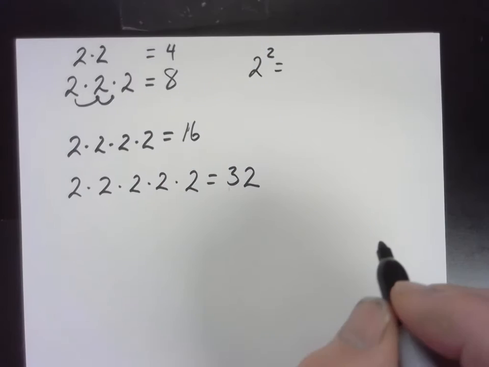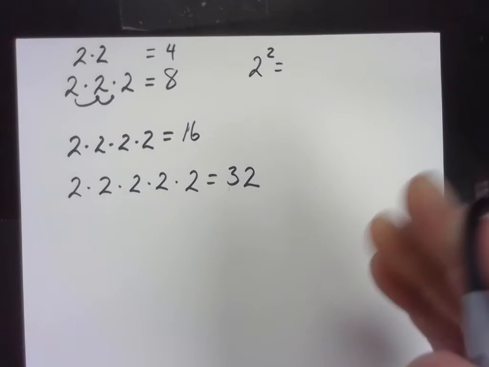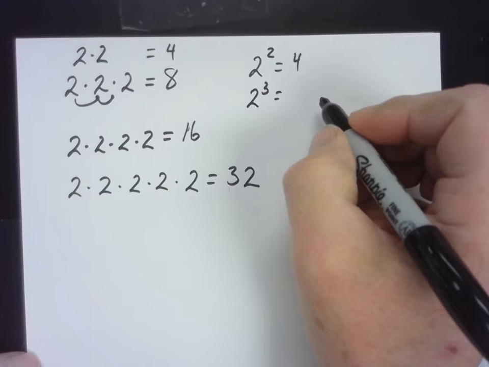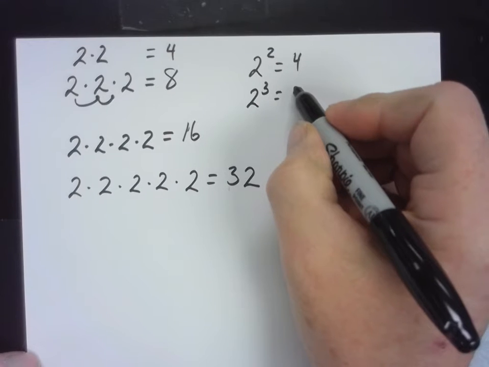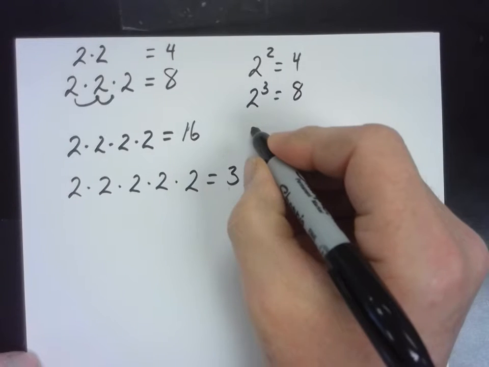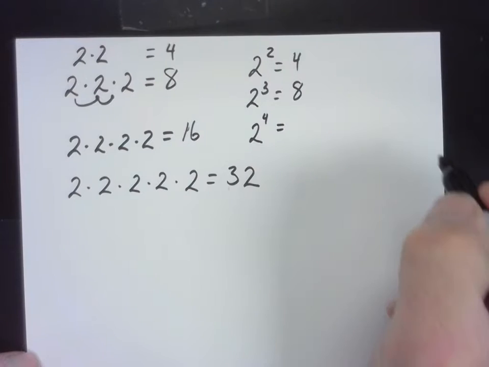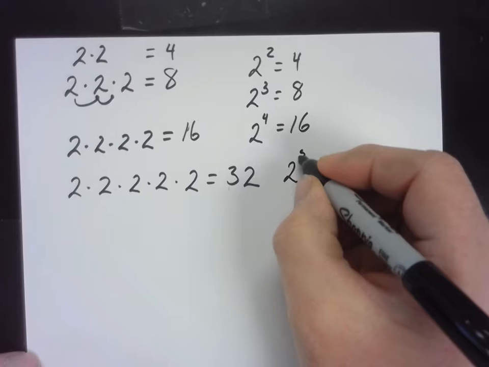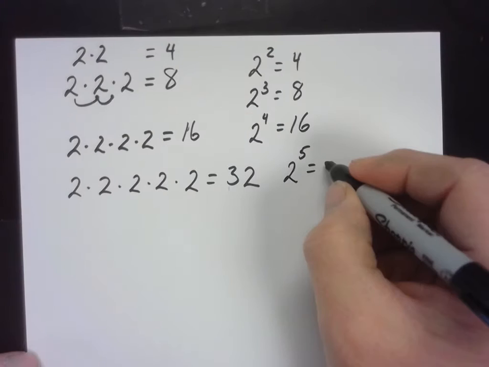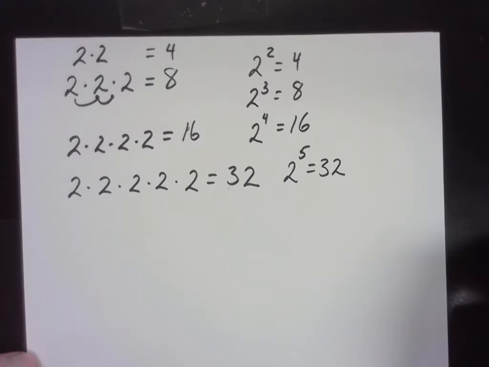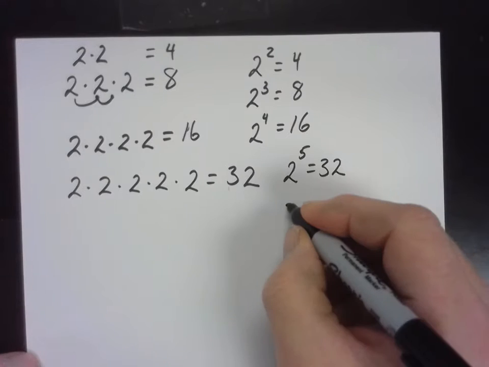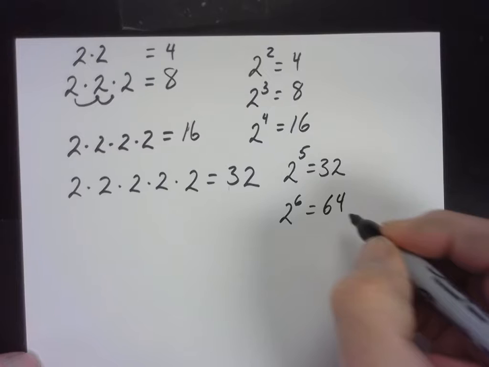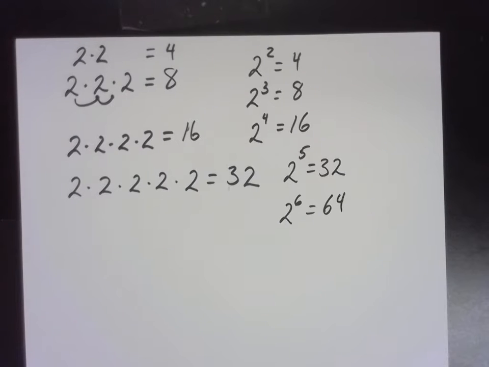What's that? 4. 2 cubed. 8. A couple of you are answering me. 8. Okay. 2 to the 4th power then. 16. 2 to the 5th power. 32. What's 2 to the 6th power going to be? 64. 64. Okay. I think we're struggling with that a little bit.